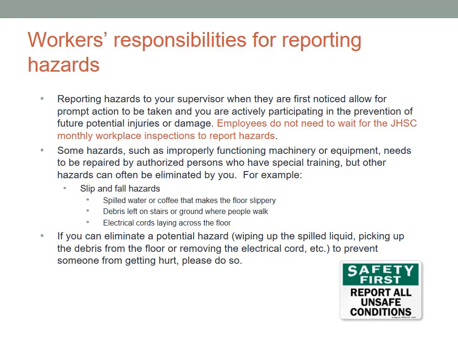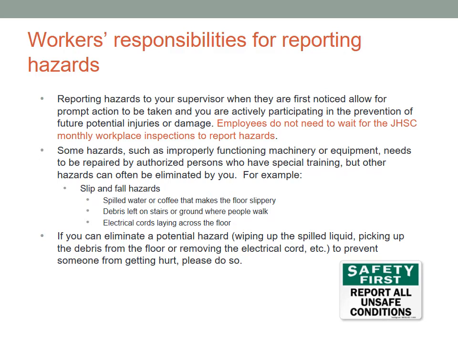Worker responsibilities for reporting hazards. Reporting hazards to your supervisor when they are first noticed allows for prompt action to be taken, and you are actively participating in the prevention of future potential injuries or damage. Employees do not need to wait for the Joint Health and Safety Committee monthly workplace inspection to report hazards. Some hazards, such as improperly functioning machinery or equipment, need to be repaired by authorized persons who have special training, but other hazards can be eliminated by you.